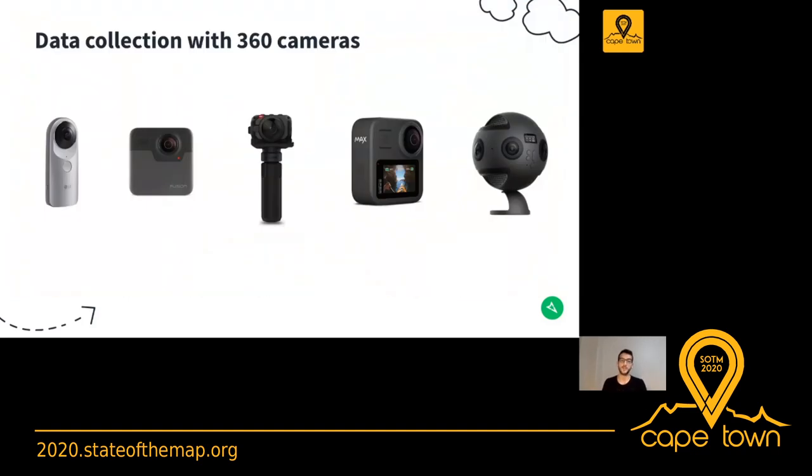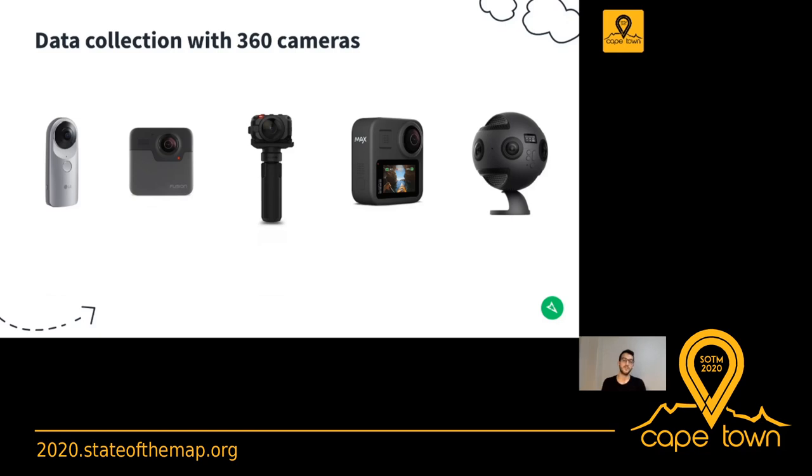Mapillary recommends the following cameras, whose price range starts from $200 to $5,000. On the first one, you have the LG 360 Cam, which is around $200. And the GoPro Fusion, one of the most used by our community, and the GoPro Max. And also you can see the Insta360 Pro.